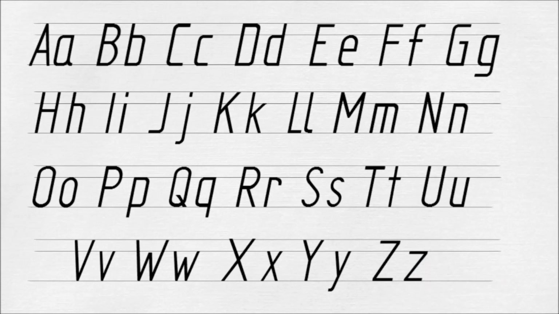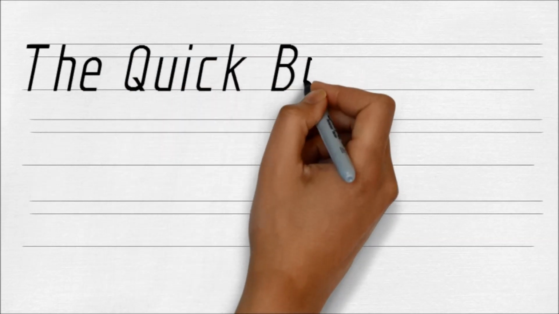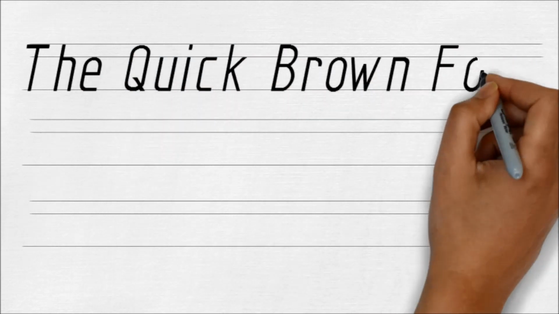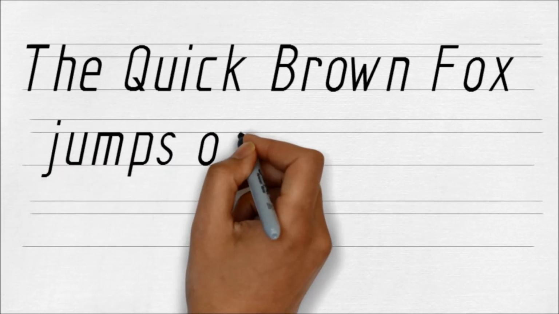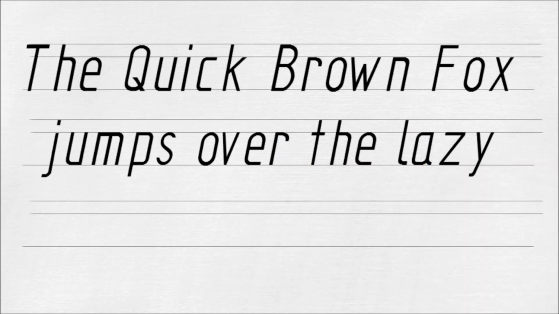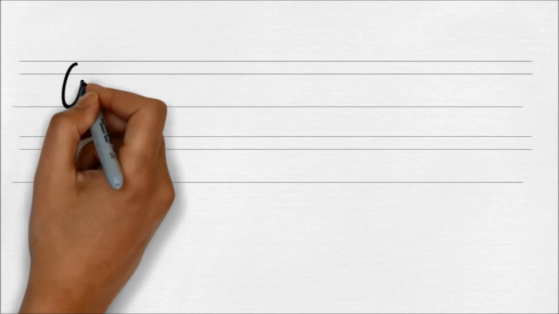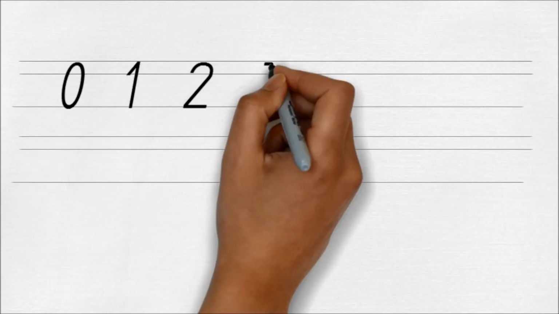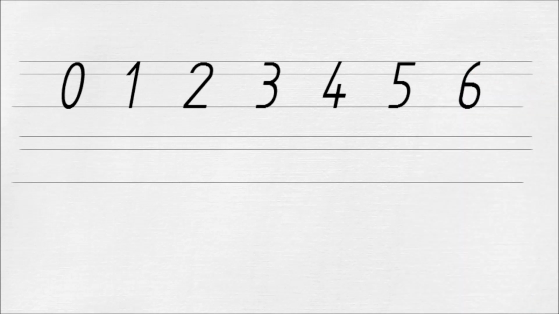Let's take an example of a sentence. Let's write a sentence. How would the sentence look? The quick brown fox jumps over the lazy dog. This really looks cool, doesn't it? Let's see how the numerals are written from 0 to 9 along with a couple of symbols.